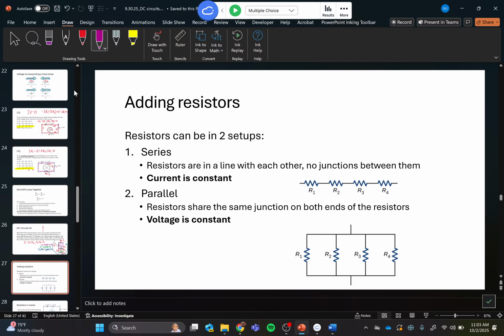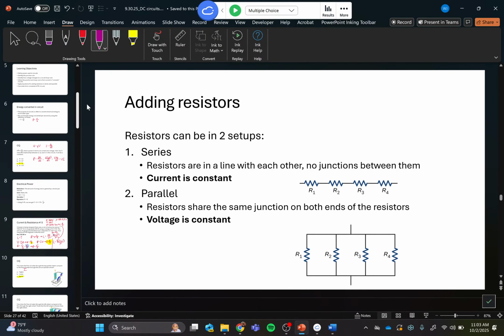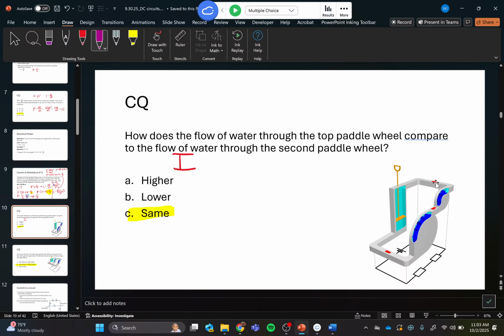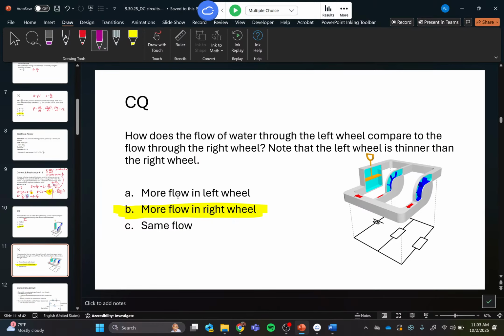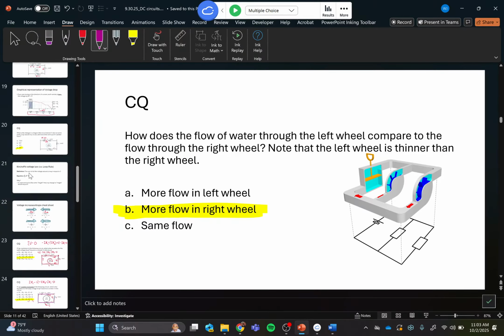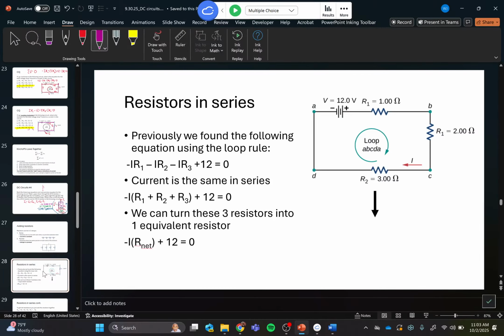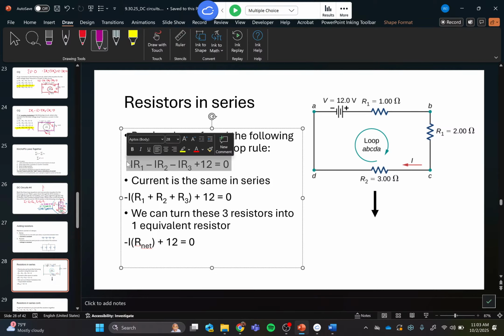Remember, in series, current is constant. How do we know that? It was the first clicker question I asked you at the beginning of this PowerPoint. The one with the whole water wheels. You all were pretty cool with that. Current's constant in series. In parallel, what's constant? Voltage. The current is not the same. Cool. We're going to use that. So, there you go. Previously, you all built this equation. By previously, it's the questions that we just did.